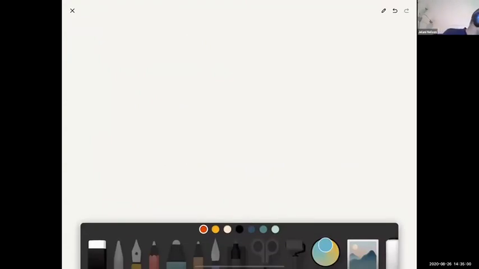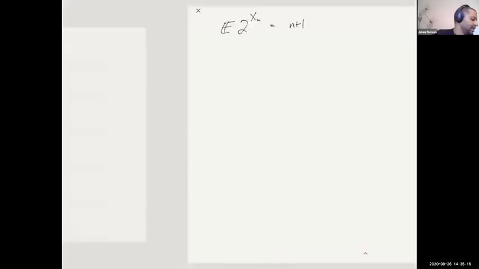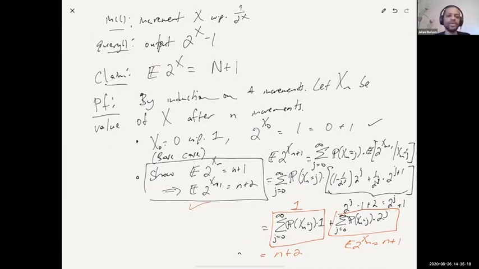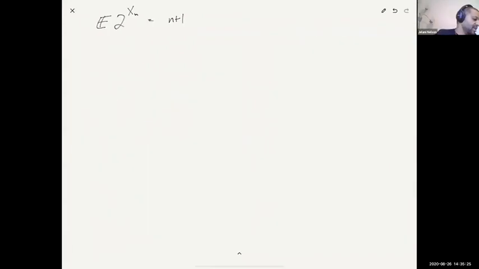So we've computed the expectation. The next thing we're going to compute is the variance. So what did we say? We said that the expectation of 2 to the xn is equal to n plus 1, which is why we subtracted 1, right? Remember, if you look here, our output to query was 2 to the x minus 1. The reason we subtracted 1 is because the expectation is n plus 1. And the next thing we want to do is the variance.